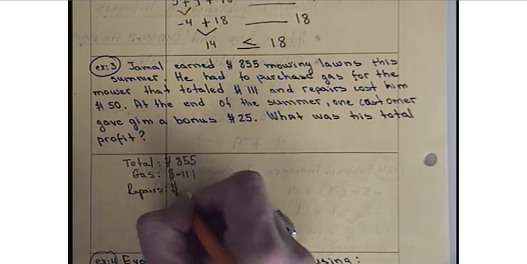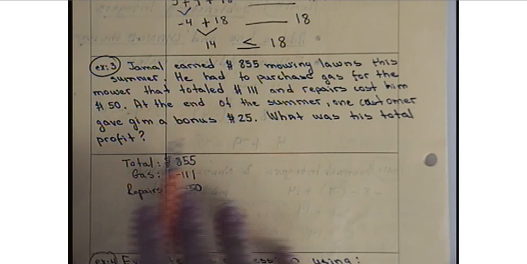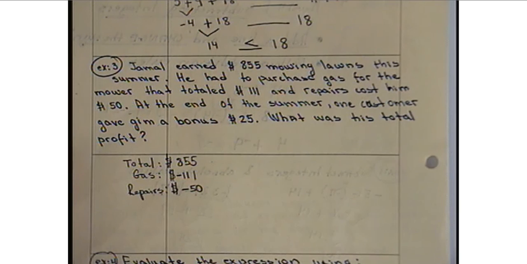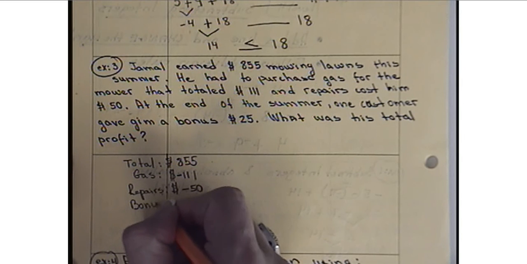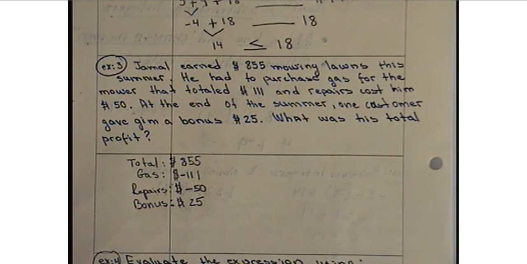Then he had some repairs that cost him $50, so I will put repairs, another minus $50. But at the end of the summer, one of the customers really liked his job and gave him a bonus. So basically this bonus is addition. So he had those $25 as addition to his earnings. What was the total profit that he made?